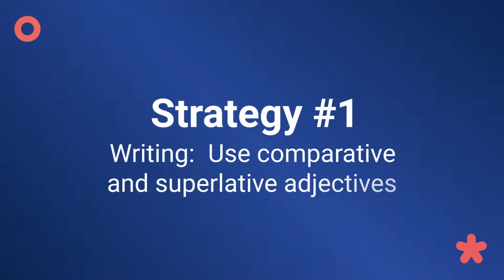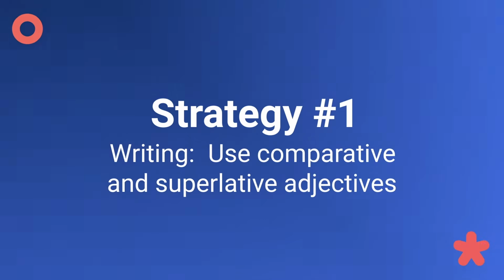Now, this first strategy is for writing. Use comparative and superlative adjectives. You might be asking, what are comparative and superlative adjectives? These are adjectives that are used when we want to compare items. We use them to describe the differences between things.